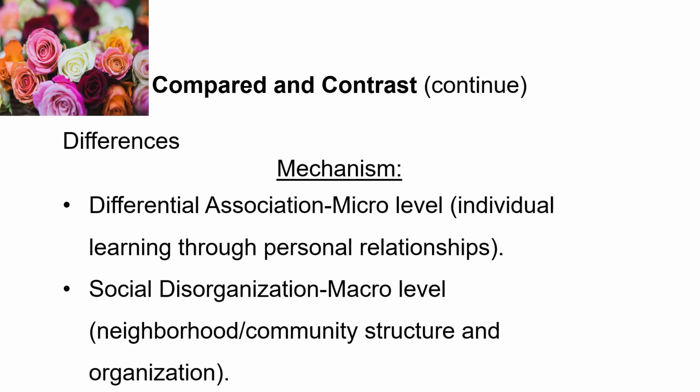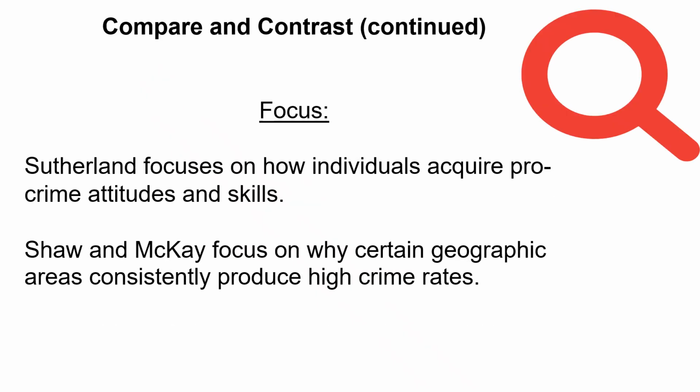The differences. There are several differences that are broken down. The first one is mechanism. Differential association is more on the micro level. It's individual learning through personal relationships. Social disorganization is a macro level involving neighborhood, community structure, and organizations. The focus: Sutherland focused on how individuals acquire pro-crime attitudes and skills, while Shaw and McKay focus on why certain geographic areas consistently produce high crime rates.